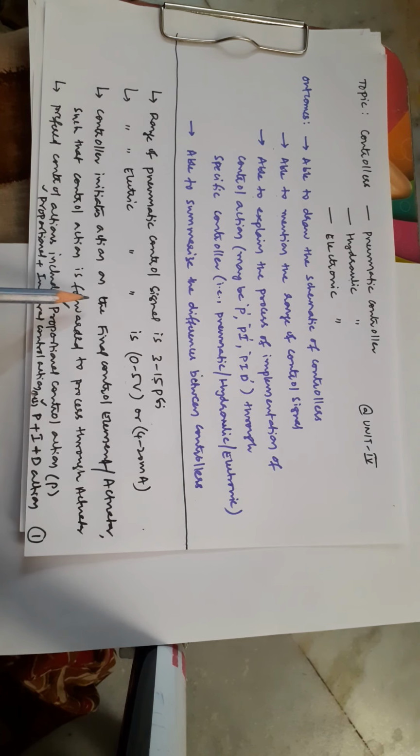Usually the controller initiates action on the final control element, which will be preferably called an actuator: pneumatic actuator, electric actuator, hydraulic actuator, such that the control action is forwarded to the process through the actuator. Why? Because in between the process and the controller, we are going to have a final control element. Once we initiate action on the final control element through control output, that action will be forwarded to the process through the actuator. And the preferred control actions are proportional control action, PI action, and PID action. We know very well about that.